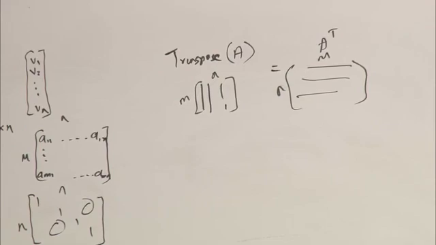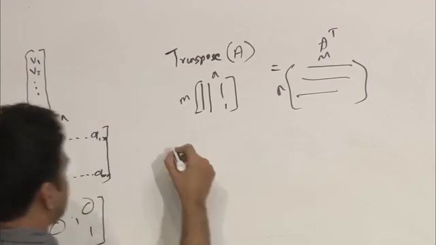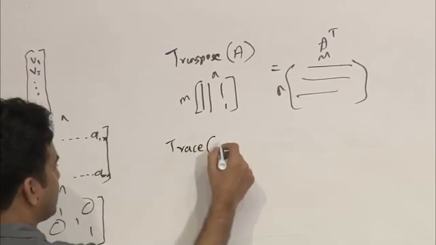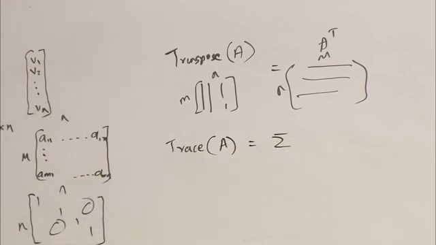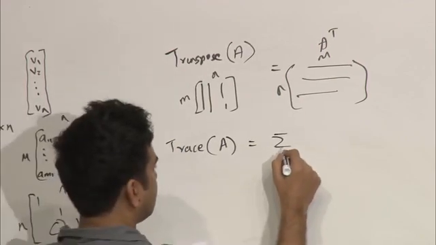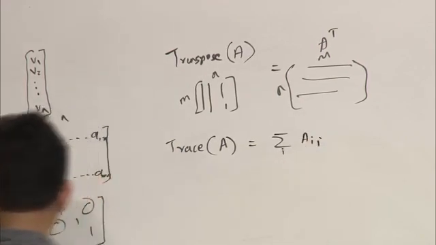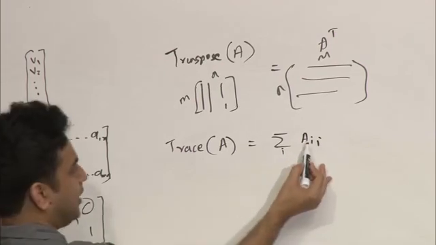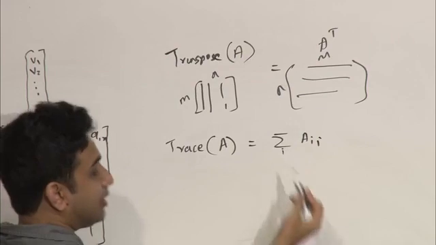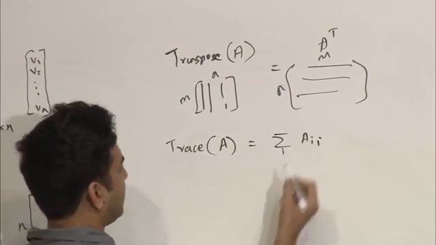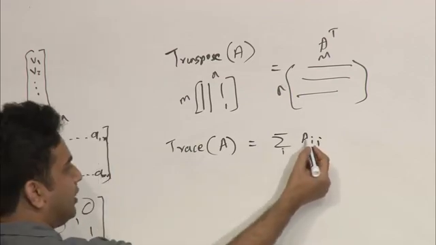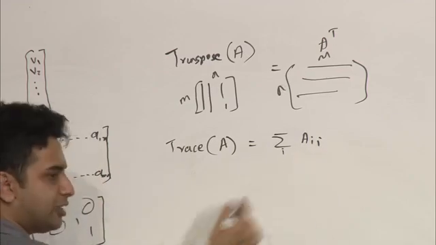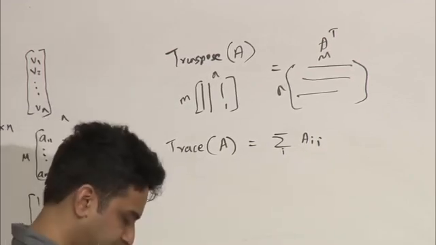For square matrices, where m and n are equal, there is an operation called the trace. The trace of a square matrix A is equal to the sum of all the diagonal entries. It's just the sum, a pretty simple operation. What does this mean? It is the sum over i, where A sub i i means the element in the ith row and the ith column. When we write indices for matrices, the first index generally refers to the row number and the second one the column number.